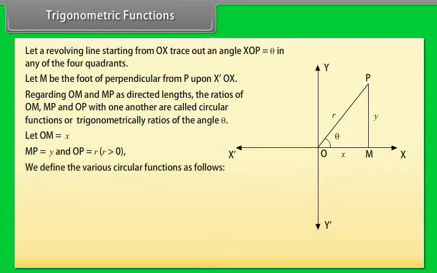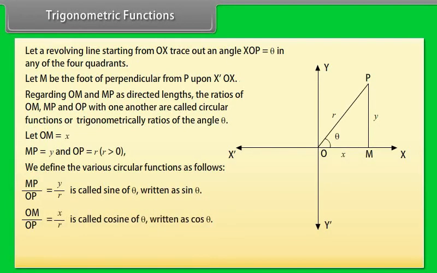We define the various circular functions as follows. MP by OP equals y by r is called sine of theta, written as sin theta. OM by OP equals x by r is called cosine of theta, written as cos theta. MP by OM equals y by x, x not equal to 0, is called tangent of theta, written as tan theta.